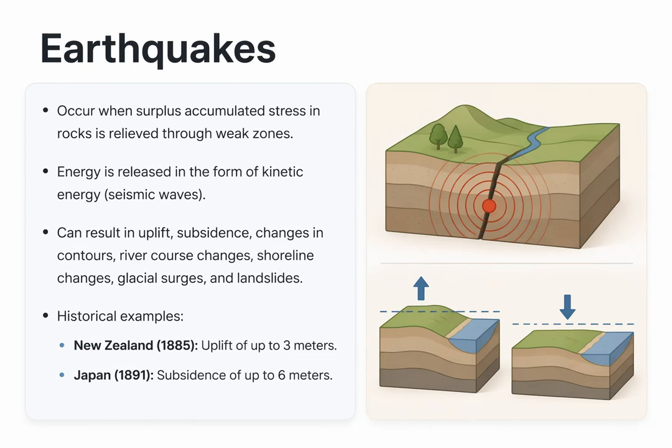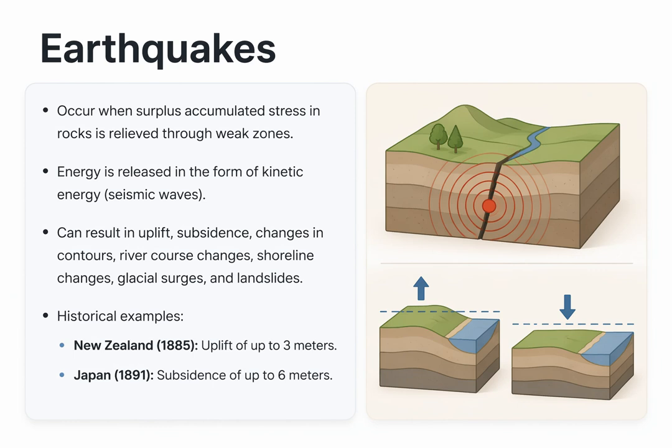The most common sudden movement is an earthquake. As plates push against each other, stress accumulates in the rocks. When that surplus stress finally overcomes the strength of the rock, it snaps, relieving the pressure through weak zones in the crust. This releases a massive burst of kinetic energy that travels to the surface as seismic waves.